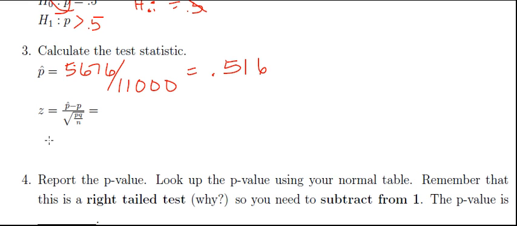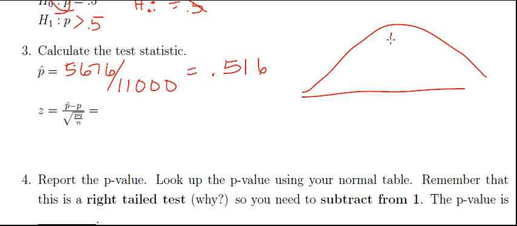Now I can calculate my test statistic. I'm going to go ahead and just draw a picture here as well. So I can draw my normal curve. 0.5 is in the middle. My test statistic is out here, 0.516. Because my alternative has greater than in it, I want to find this area right here.